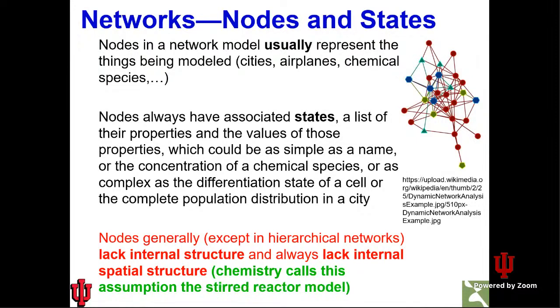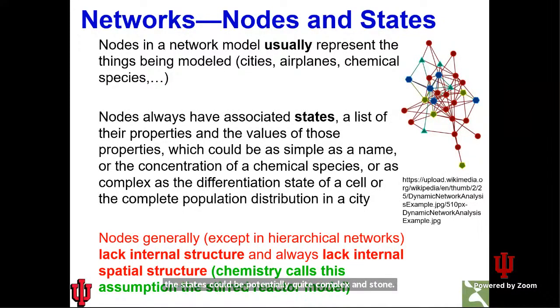By default, in most of the fields that we're going to work with, the nodes are the things that are being represented. Cities, airplanes, chemical species, and so on. And a node will have a state associated with it. That could be just its name, Bloomington, Indianapolis, Boston, or it could be a value. It could be the number of people living in Bloomington, the number of people living in Indianapolis. Or it could be something more complicated, like the number of men and women in the town between the ages of 13 and 15, or the fraction of people who are vaccinated. So the states could be potentially quite complex on each node.